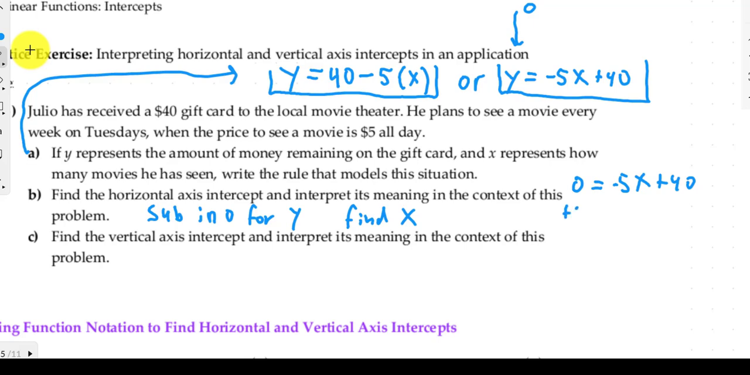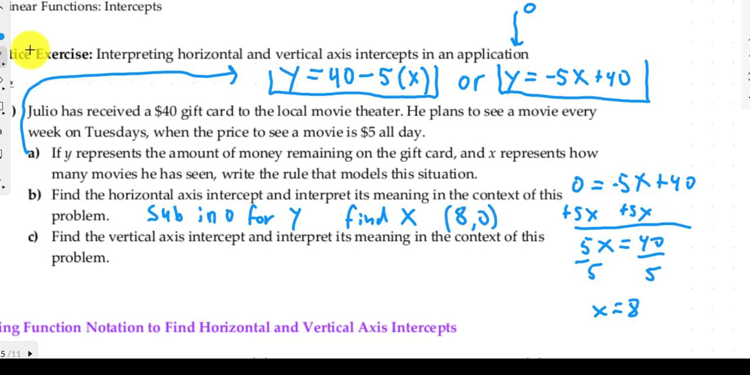I would add 5X to both sides, because we have to solve for X. And now I'm left with 5X equals 40. And if we divide everything by 5, you're left with X equals 8. So as an ordered pair, I would write (8, 0). Now, that's not enough, because the question is saying to interpret the meaning.